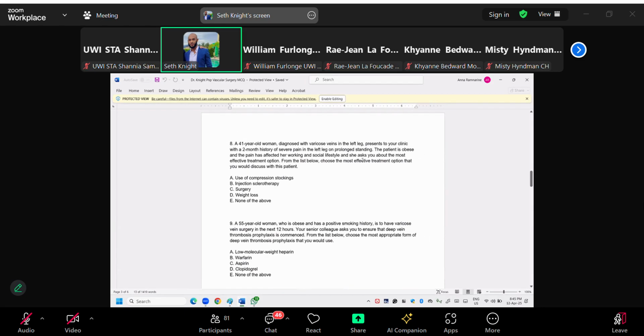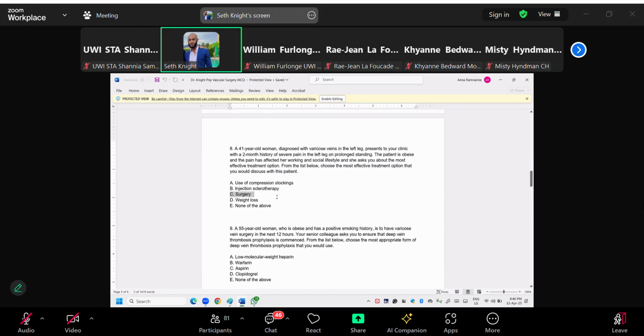Nice. So this is a 41-year-old woman diagnosed with varicose veins in the left leg, presenting to clinic, 2-month history of severe pain in the left leg on prolonged standing. She's obese, and her working and social lifestyle are affected. What is the most effective treatment for this patient? And that will be surgery. Okay? Because she has social impairment and it's affecting her daily life, in her case, you are not going to opt for conservative management.